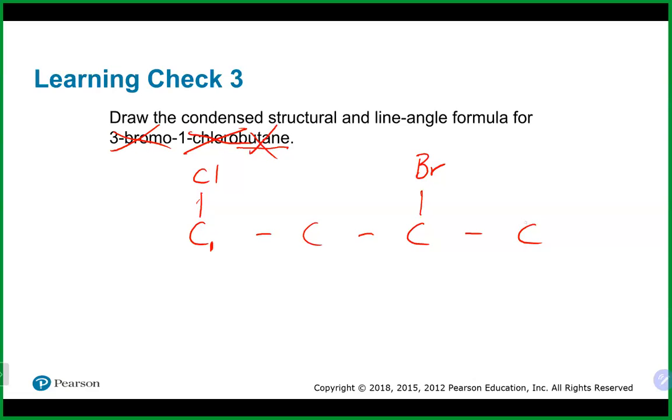The carbon at the far right has only 1 line coming in, so to get the 4 bonds, it needs 3 hydrogens. The carbon with the bromine has 3 lines coming in, which means it has 3 bonds, so to get the 4, it needs 1 hydrogen. This one has 2 lines, so it needs 2 hydrogens. And the one at the end has 2 lines coming in, which means it needs 2 hydrogens. And there you go. That would be the condensed formula.